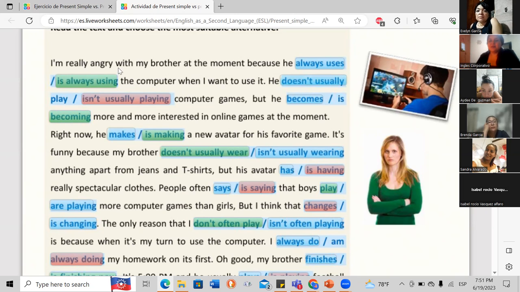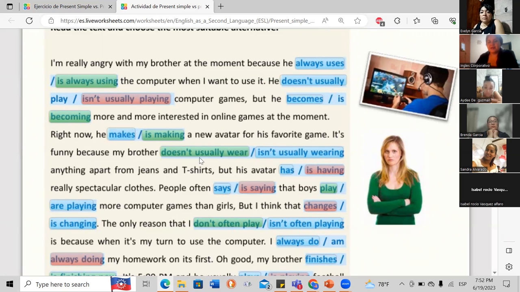That is why it is present continuous. I mean, present simple. Si fuera present continuous, sería como algo temporal o algo que está pasando en el momento. Okay. But he becomes or he's becoming more and more interested in online games at the moment. Aquí estamos mencionando at the moment. Por eso nos da una clave que es present continuous. Right? Estaba bien. Okay, right now, he is making, okay, el right now nos indica que es algo que está pasando en el momento. Right now, he's making a new avatar for his favorite game.